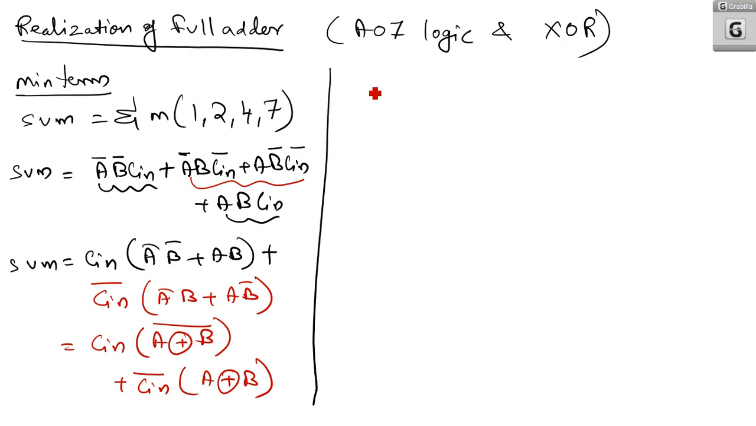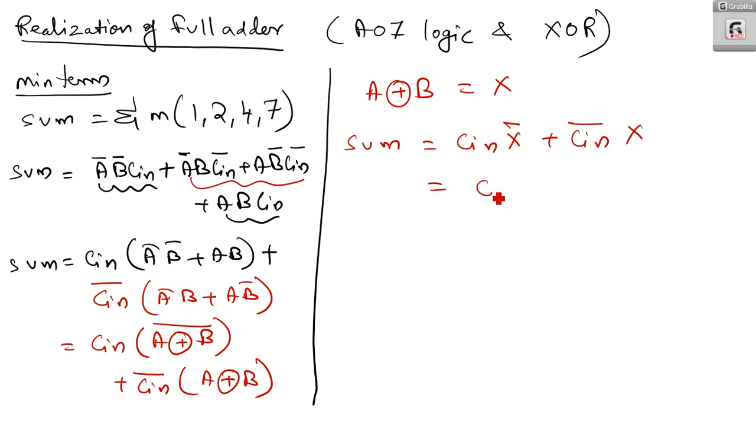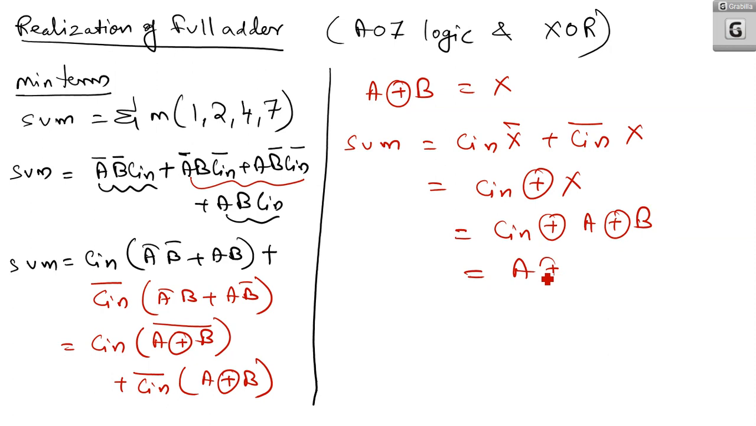Now, regarding sum, suppose I am taking A XOR B as, say, capital X. Then sum can be written as C in X bar or C in bar X. So I can again write it as C in XOR X, that is A XOR B XOR C in. So that is the expression for sum.